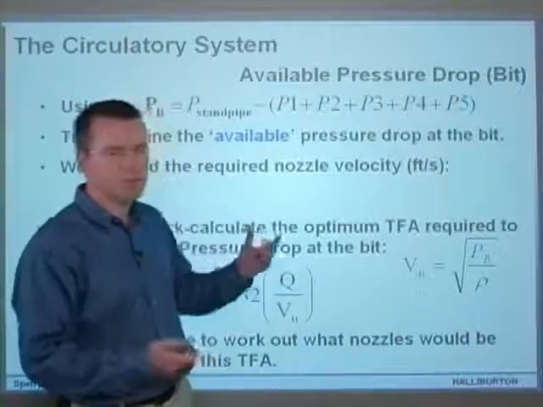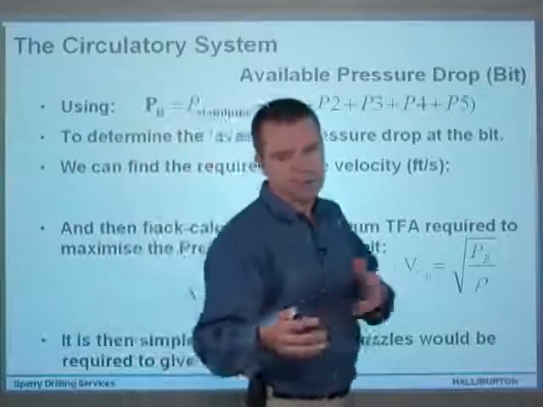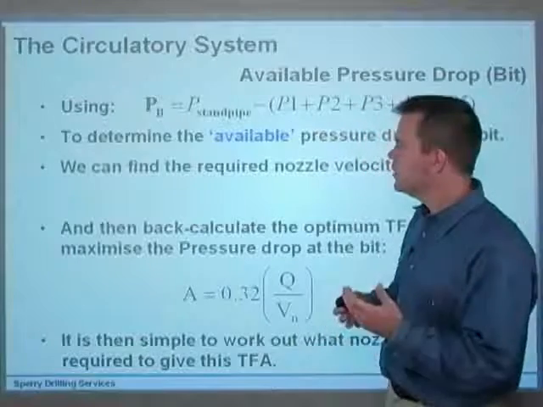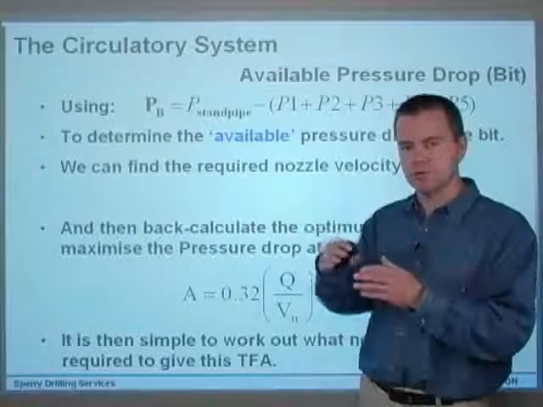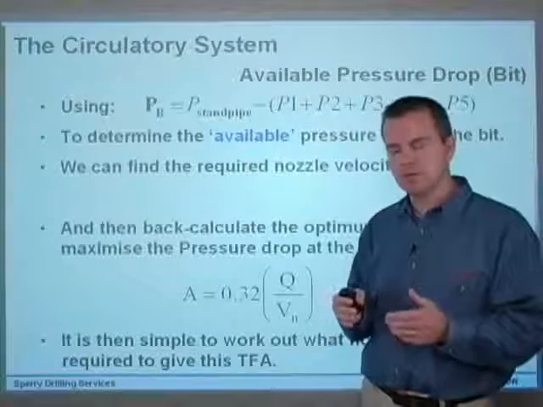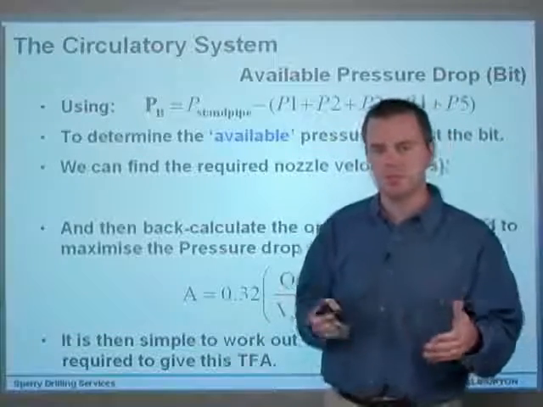You can also work out what the available bit pressure drop is. So you can then work out what jets you could actually put on your bit without blowing the pop-offs on the standpipe pressure. Mainly what we're looking at here is, remember, PC was your total circulating pressure, or your standpipe pressure. There's going to be a maximum value to that, and that's the maximum output of the pumps.